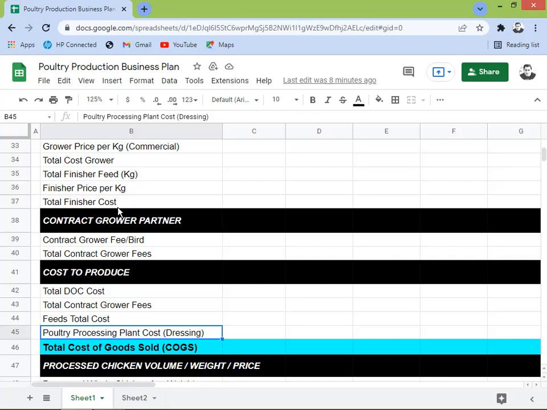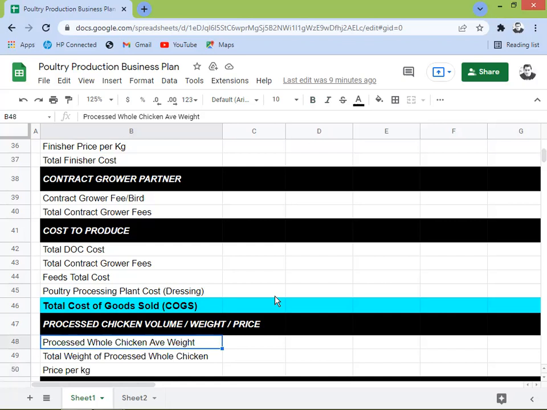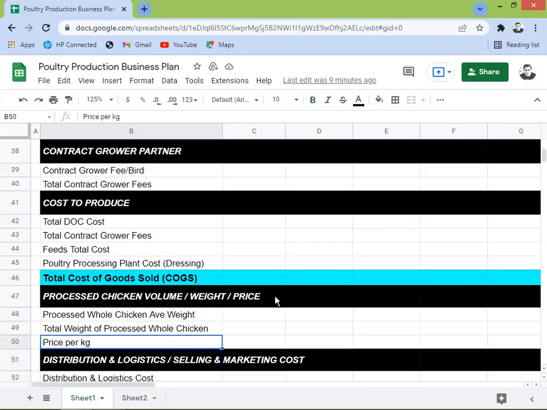This whole chicken could be a frozen chicken or stone hard chicken, or it could be a fresh chicken, chilled at a temperature of positive 5 degrees Celsius. Then we're going to get the total of our COGS, the total cost of goods sold. Then we're going to get the processed whole chicken average weight and total weight, and the price per kilogram of the chicken that we're going to sell to the market.